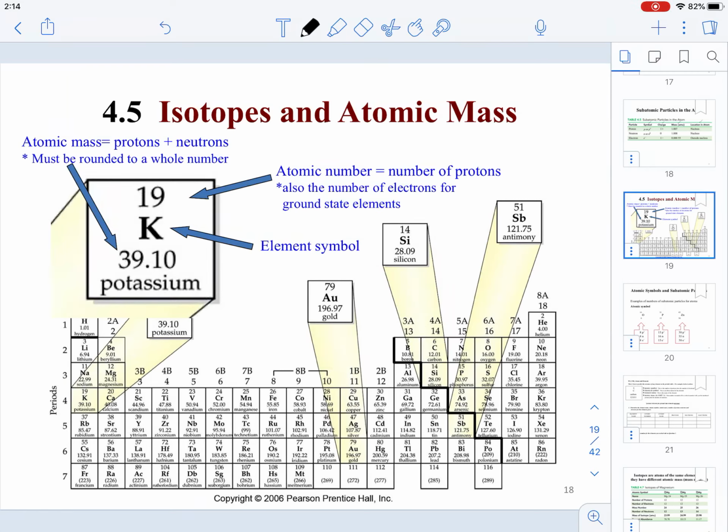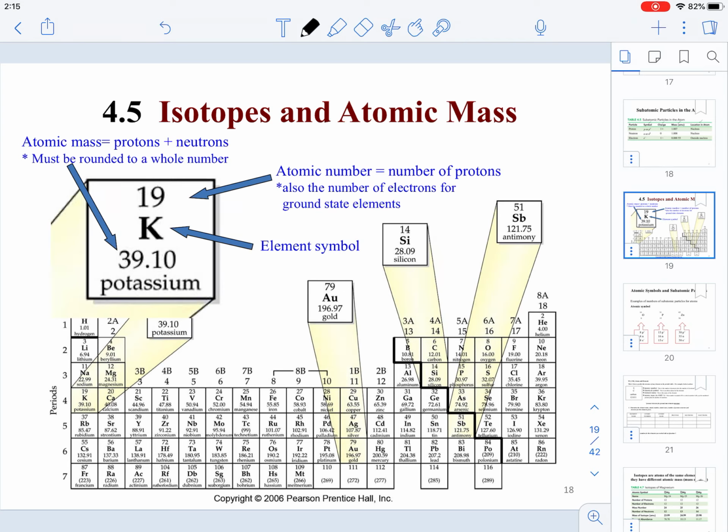In this video, we are going to continue to talk about atoms, but more specifically isotopes. First we are going to be discussing what information we can extract from the periodic table in terms of the subatomic particles that we learned about previously. The periodic table is very informative.